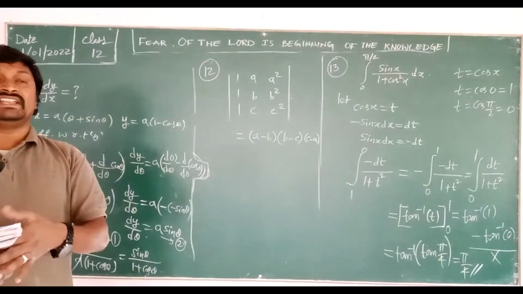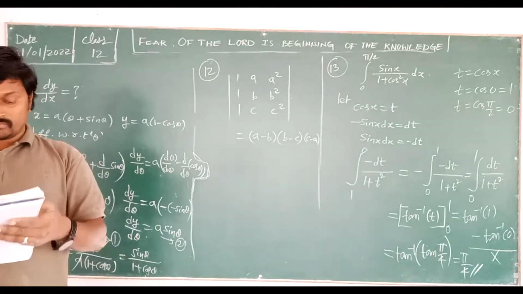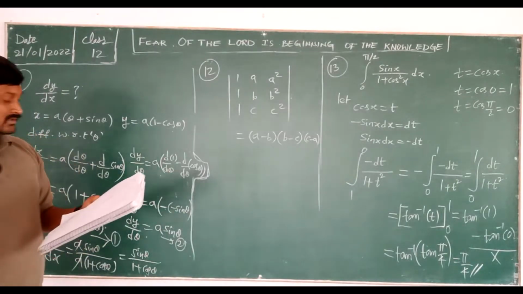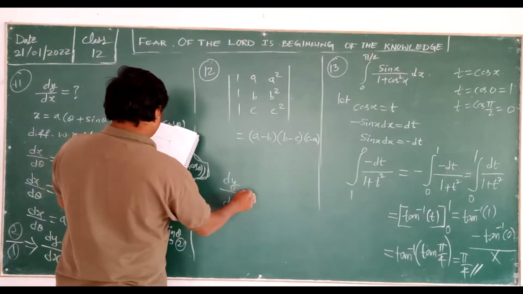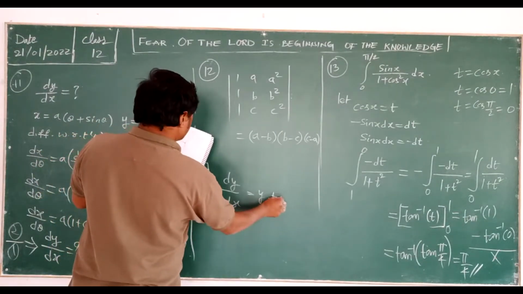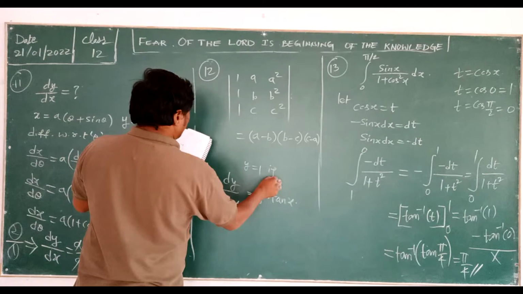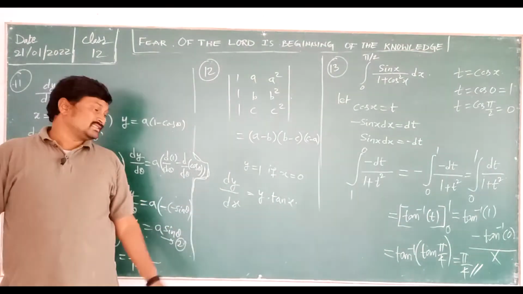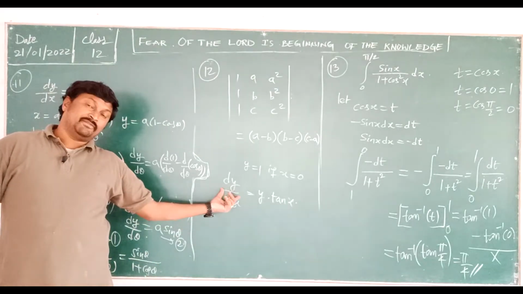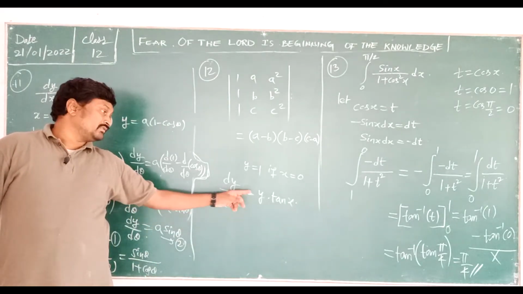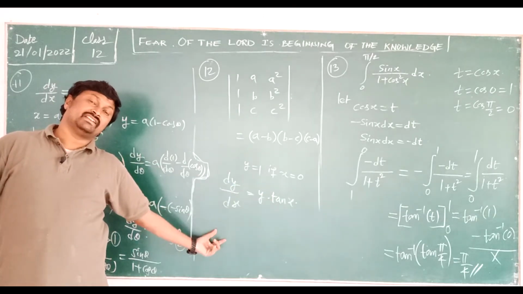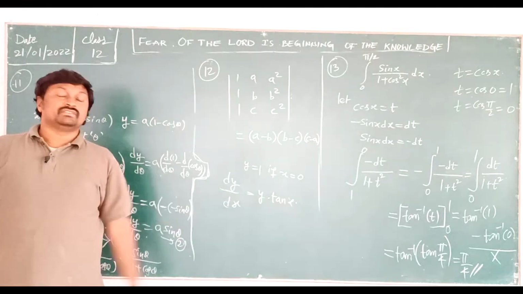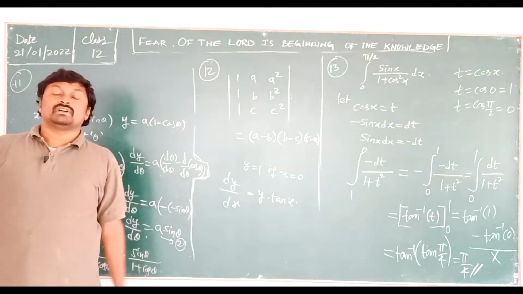The 14th is very simple. dy upon dx is equal to y into tan x. So the next one they have given dy upon dx is equal to y into tan x, with x equal to 0. Find the value of this. How to do this? This is a differential equation. Take y separately, x separately, and by integrating you will solve, then you get your answer. Anyhow, tomorrow we are going to discuss that.